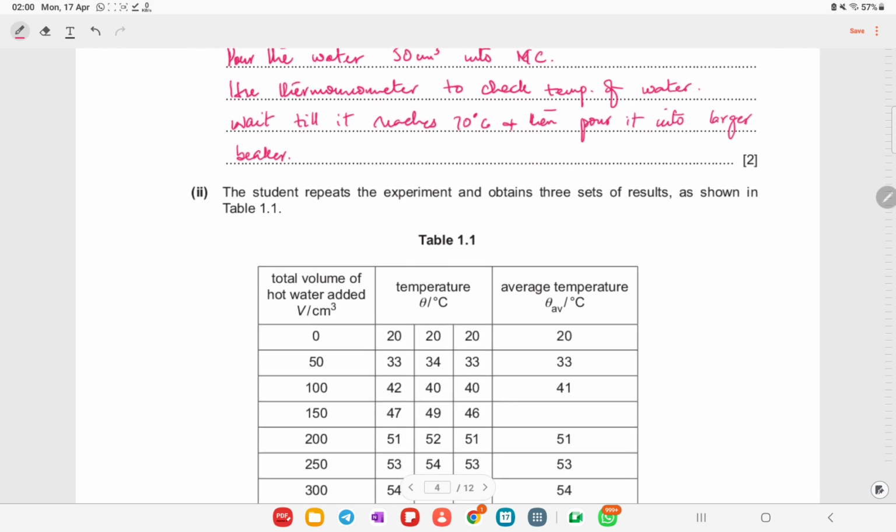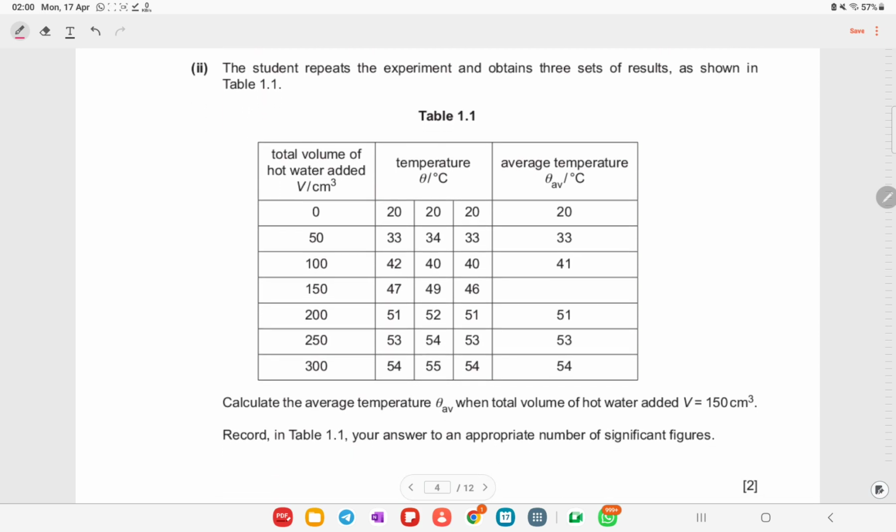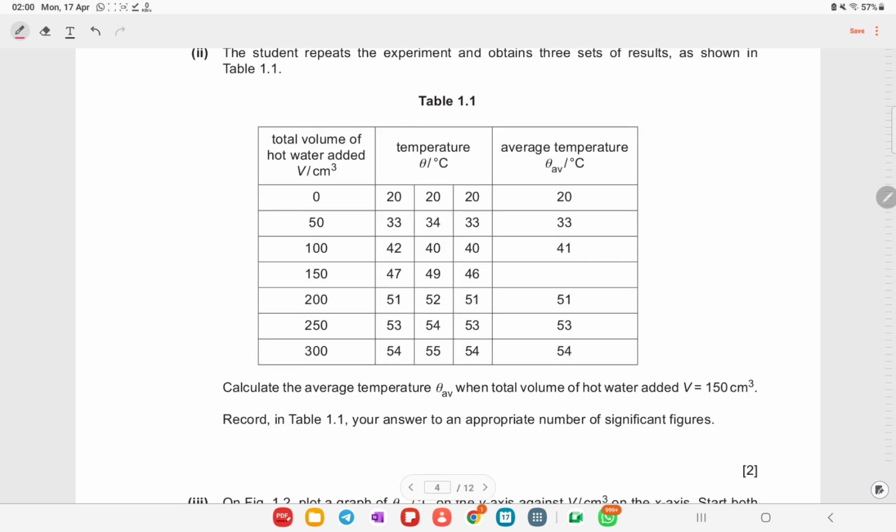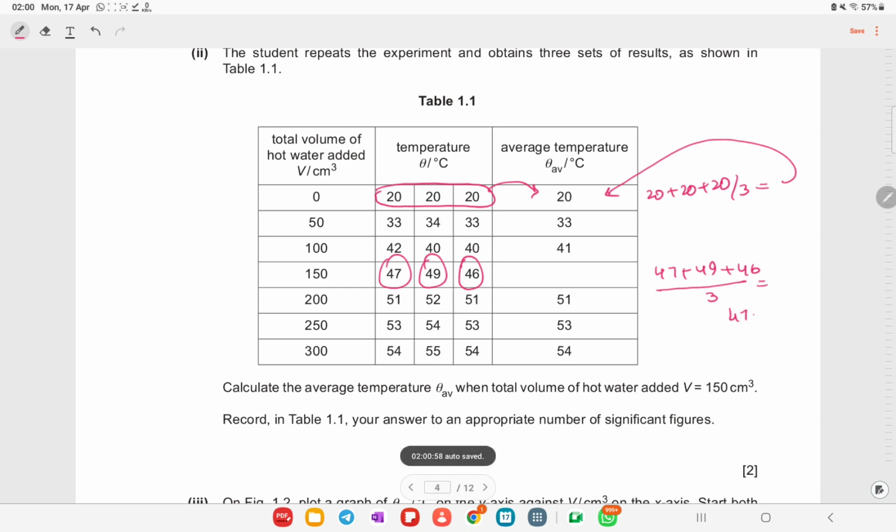The student repeats the experiment and obtains 3 sets of results as shown in Table 1.1. Okay, so what is this? If you see this data, it is basically going to be the average of these values. So 20 plus 20 plus 20 divided by 3, you will end up with this answer. Over here we are going to add these values: 47 plus 49 plus 46 divided by 3. Let me use the calculator. The answer is 47.33. These are two significant figures, so I am going to write 47.